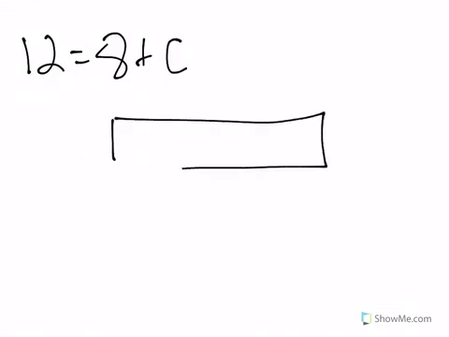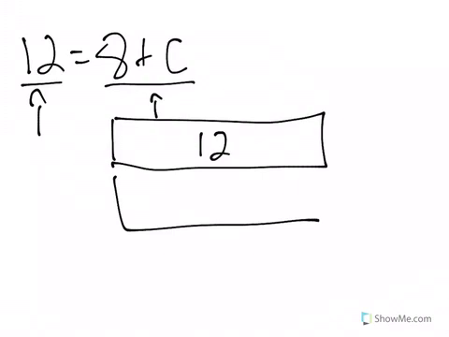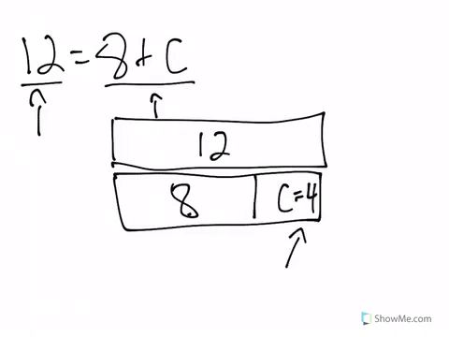Now, I'm going to create my 12 here, which is this side of the equal sign. Now I'm going to create my 8 plus c, which is the same size as 12 because it says they're equal. So I've got 8 here, and c here. I'm going to make that 8 a little bit better. There we go. So if I have 8 and I'm trying to get to 12, that means c has to equal 4, right? 4 and 8 equals 12. So we have c equals 4.